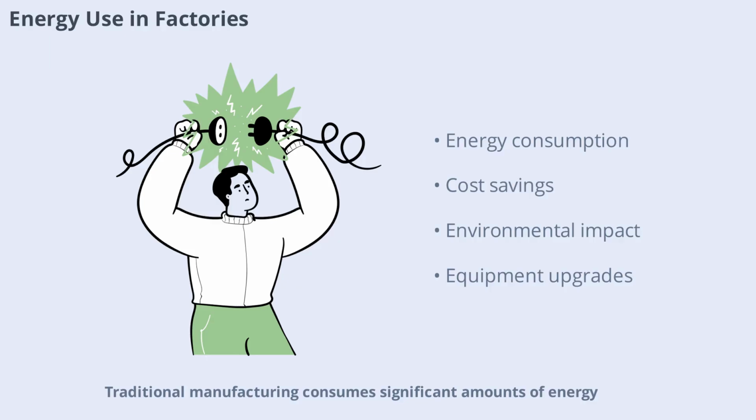Traditional manufacturing consumes significant amounts of energy, mainly for running machines, lighting, and heating. Factories often look for ways to reduce energy costs by upgrading equipment or improving insulation. Efficient energy use not only lowers expenses but also reduces the environmental impact of manufacturing operations.